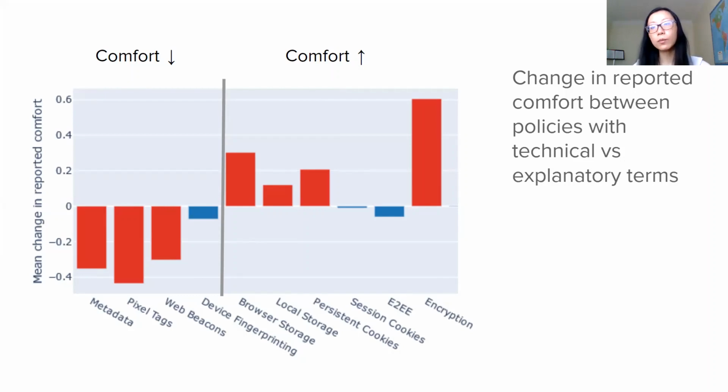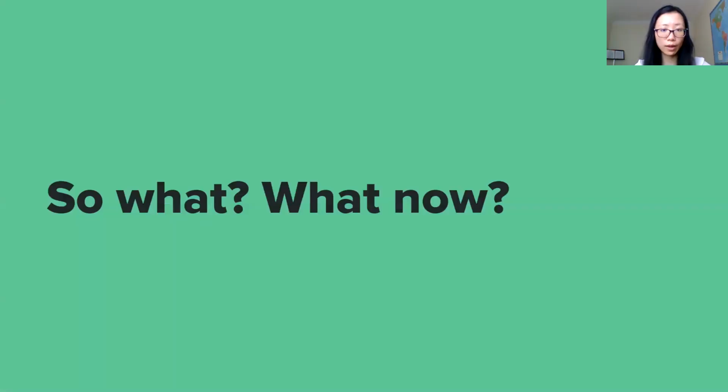Similar to our comfort questions, we also ran a follow-up study wherein instead of comfort levels, we asked users how likely they would be to accept privacy policies using technical versus explanatory terms. And so we saw the same directions of change for self-reported acceptance of privacy policies as we did for comfort. So that means if for a term we saw higher comfort once it was explained, we also saw that people said they were more likely to accept a policy when it was explained, and vice versa for lower comfort and the acceptance likelihood. So what have we seen?